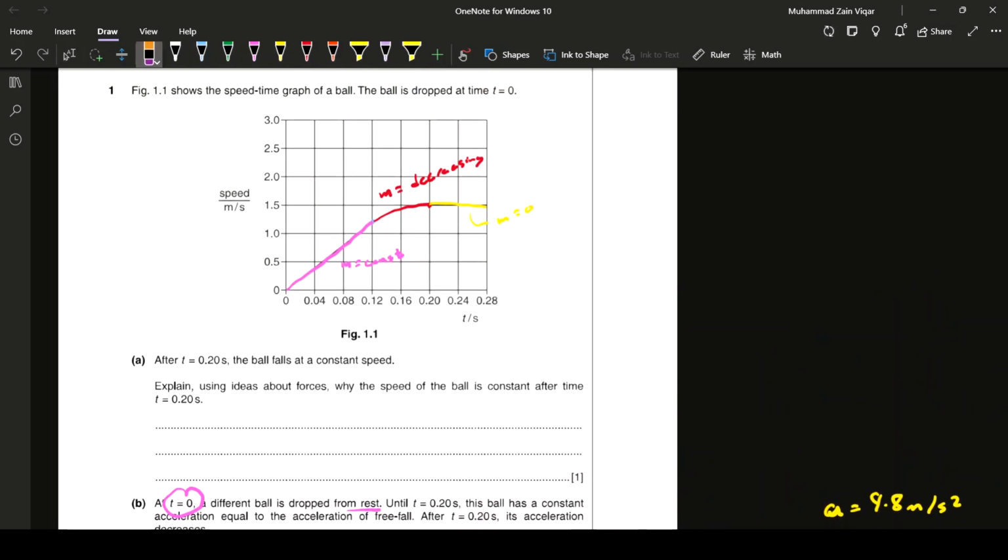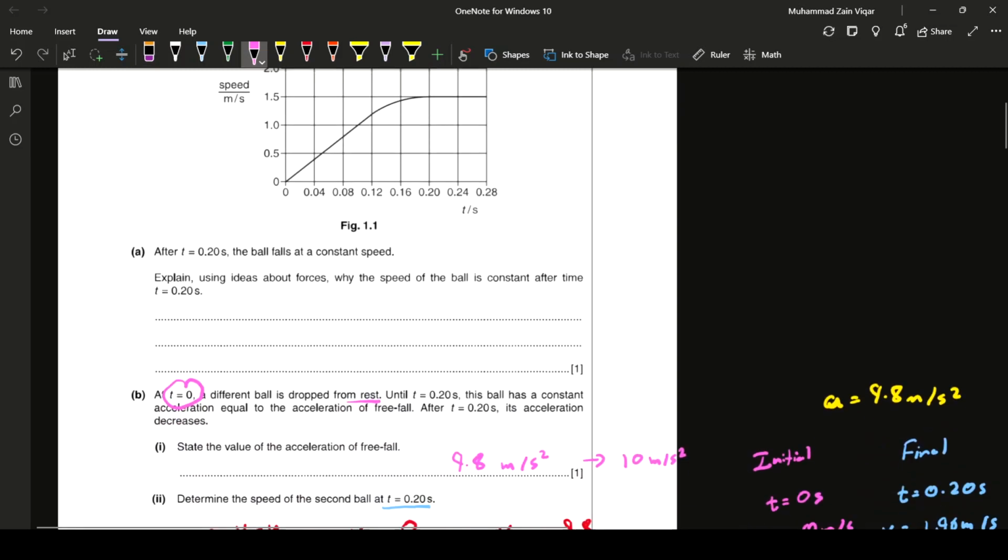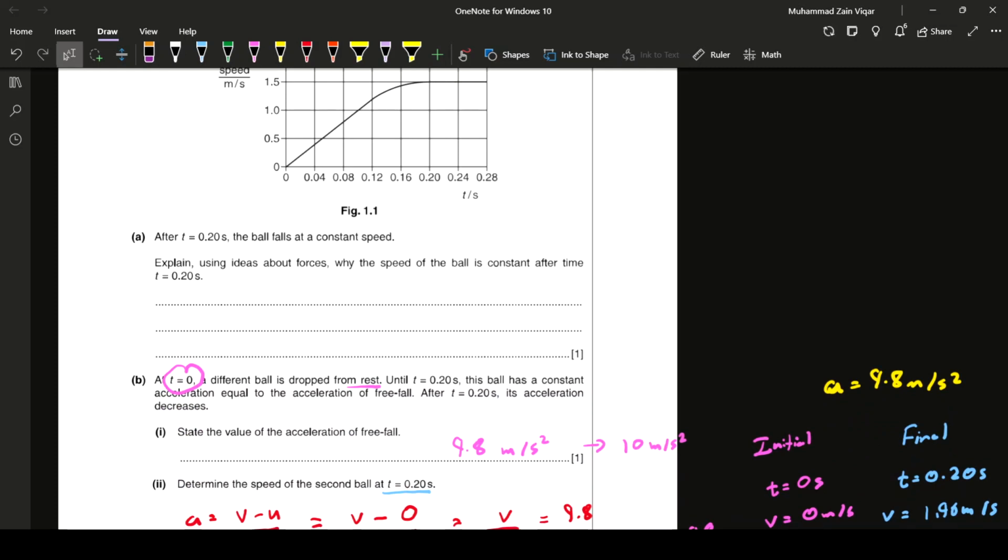This graph was previously for the original ball 1, and now we have another ball which is dropping. So how do we find the velocity of the second ball? For that, we need to just draw a line. They've told me in the question statement that the ball has a constant acceleration from time t equals 0 till time t equals 0.2 seconds. So I go with this statement and try to solve this. How do I do this?